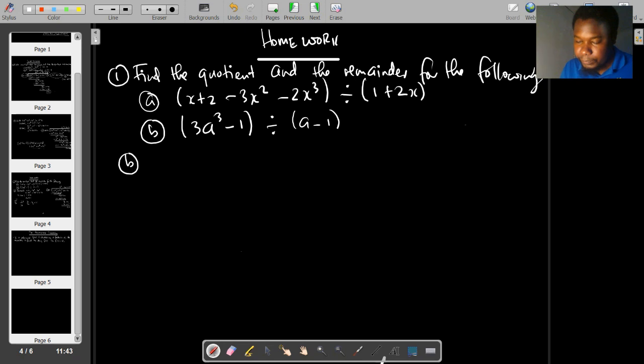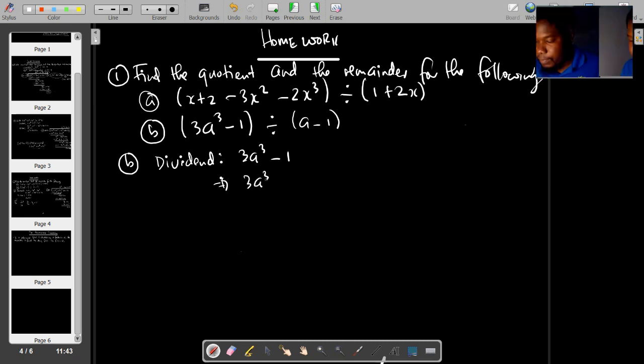Part B. So we have our dividend as 3a to the power 3 minus 1. Okay, so remember, in order of descending powers, and also if there are missing terms, you introduce 0 terms for those missing terms. Now it will be 3a to the power 3. Remember, the variable is a now, and so the missing terms are 0a squared and 0a and then minus 1. Okay, so those are the missing terms.